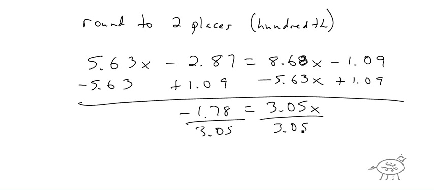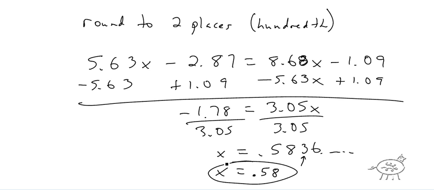And we get x equals 0.5836, etc. Okay, I actually rounded 2 decimal places. Very simple. You look at this number, there's 3 here, and the answer is just 0.58 because it's below 5. Okay, pretty easy stuff. Let's try one more here.